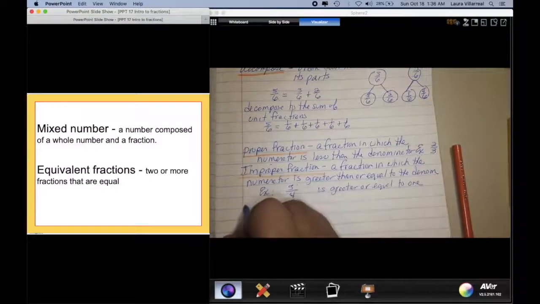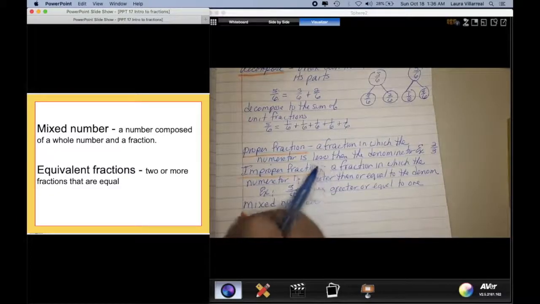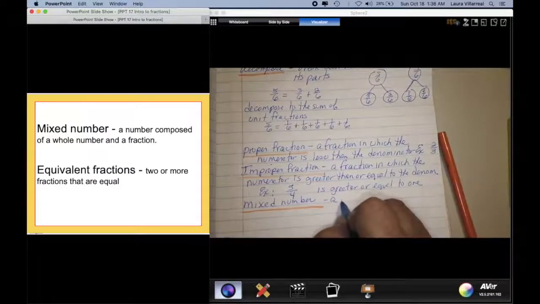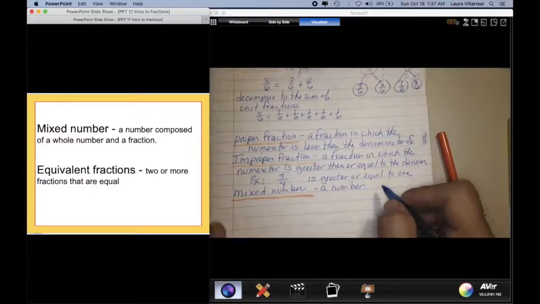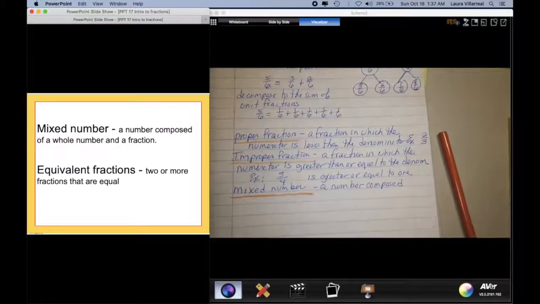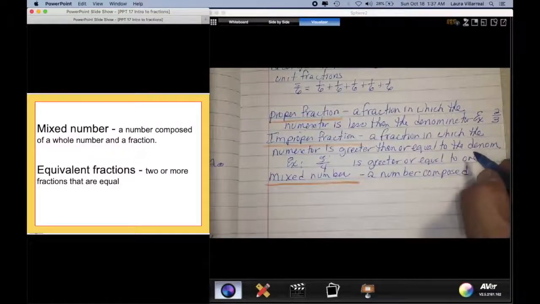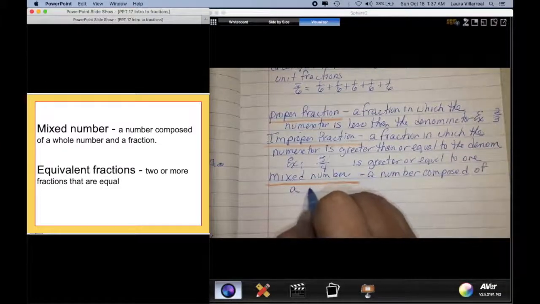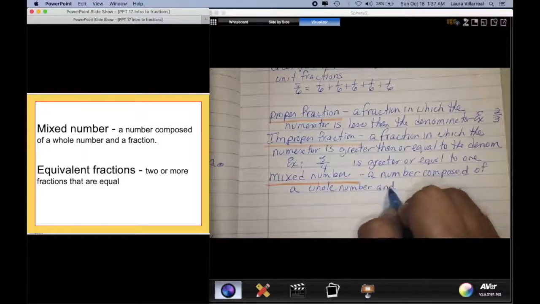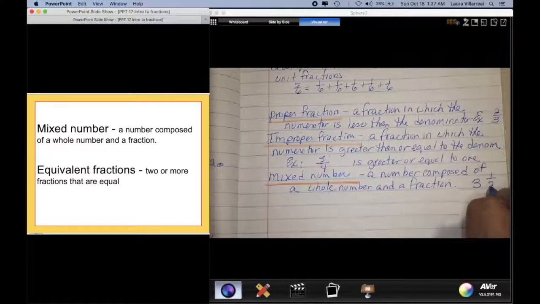A mixed number is a number composed of a whole number and a fraction. An example is 3 1/2.